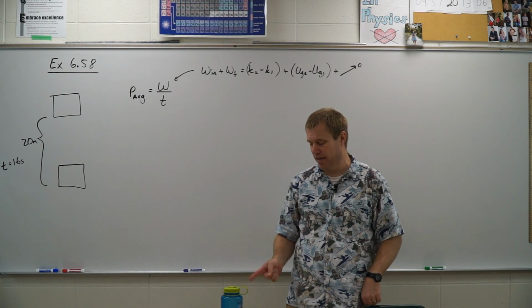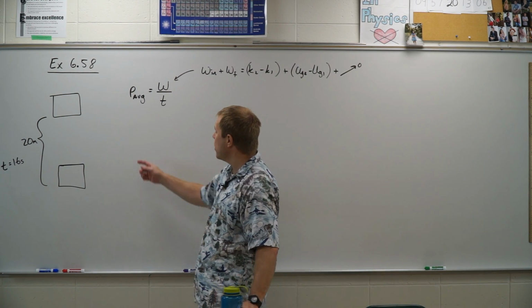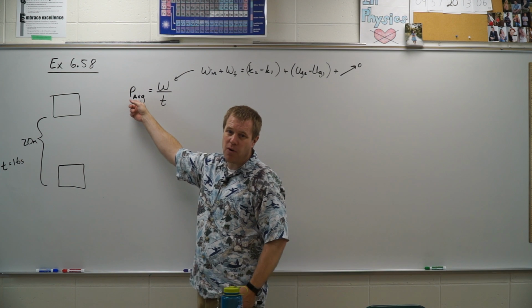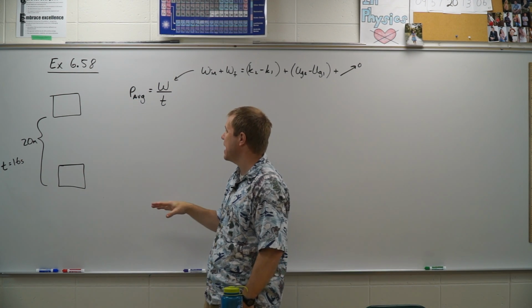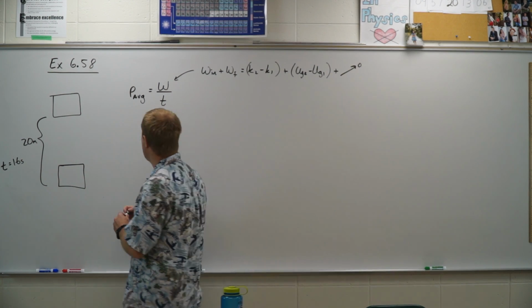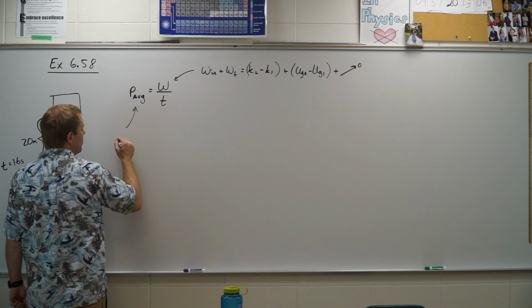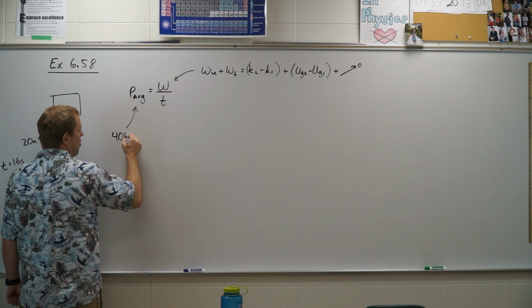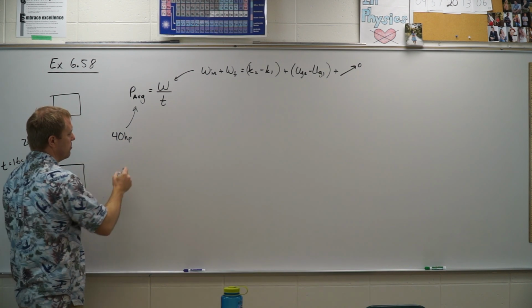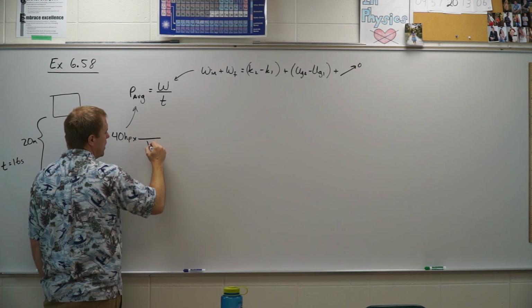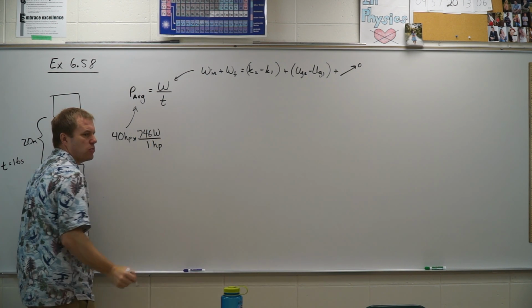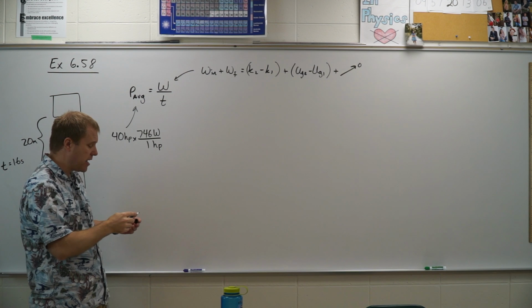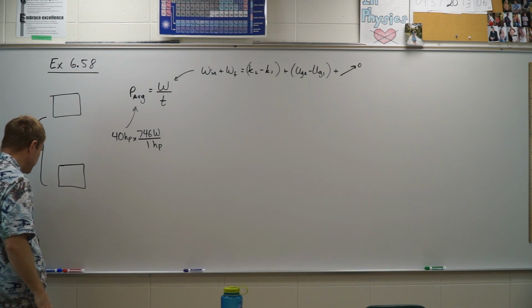What is the maximum number of passengers that can ride in the elevator, assuming the average passenger has a mass of 65 kilograms? All right, so we're given the average power and we're trying to find the number of passengers that can ride in this elevator. Now, a slight problem here is they told me the horsepower, 40 horsepower. So I'm going to have to convert that. 1 horsepower is 746 watts. So we will have to use that conversion.